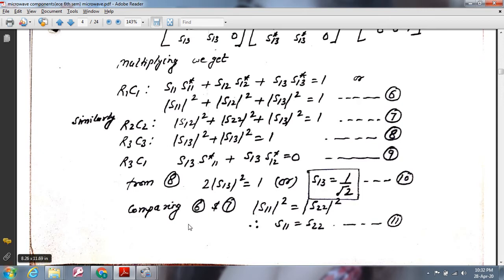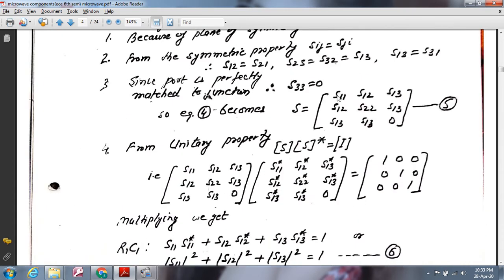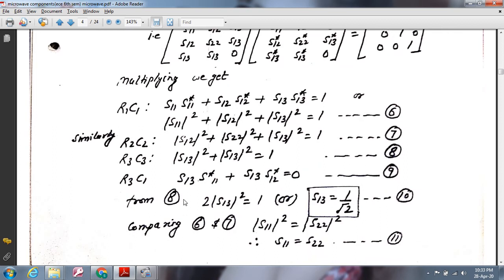Now from these equations we are going to find the value of those 4 unknown parameters. So from equation number 8, we are seeing S13 square plus S13 square equals 1. Now if we simplify this, we obtain twice S13 square equals 1. From here we get S13 equals 1 by root 2. So this is one scattering parameter S13 whose value is 1 by root 2. Let us assume this as equation number 10.